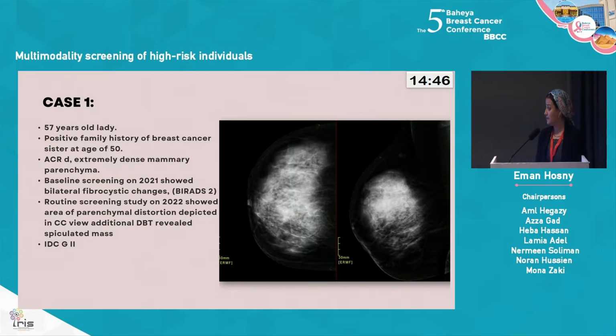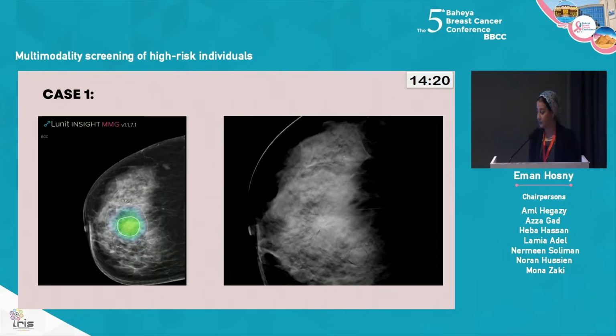Case number 1, a 57-year-old female coming for screening. She has a positive family history, a first-degree relative, her sister at age 50. Screening revealed ACR D, extremely dense breast. This was the baseline screening in 2021. She was given bilateral fibrocystic change, BI-RADS 2. Routine screening in 2022 showed an area of parenchymal distortion depicted in the CC view. Additional tomo revealed the spiculated mass, and the result was invasive ductal carcinoma.